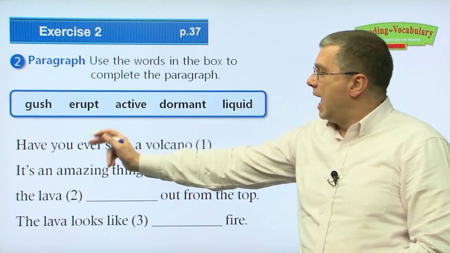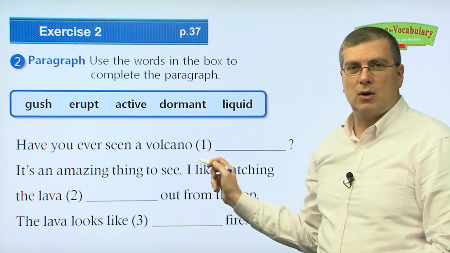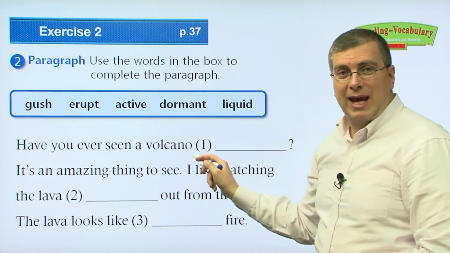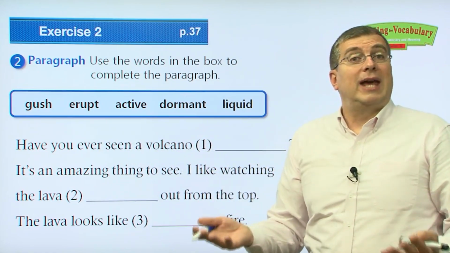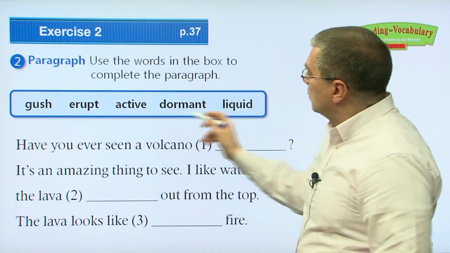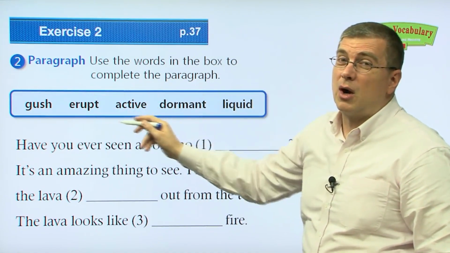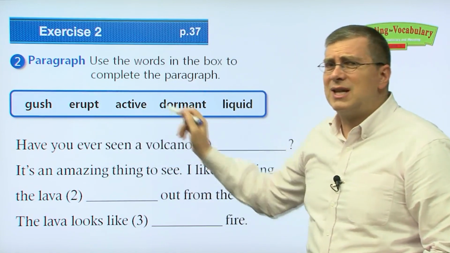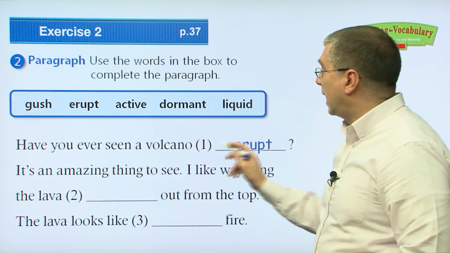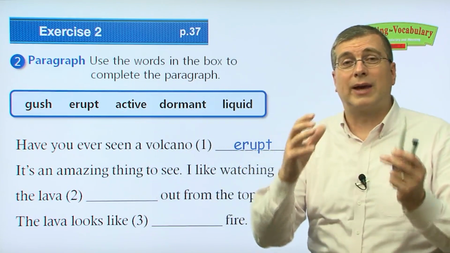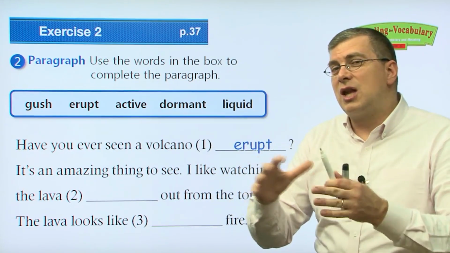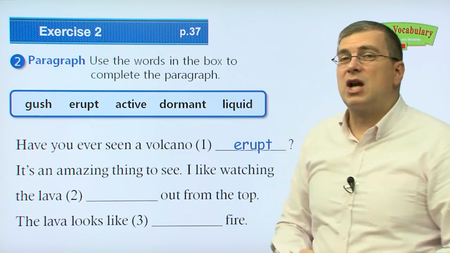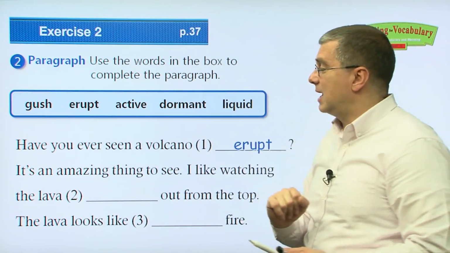Let's take a look. The first sentence, have you ever seen a volcano? Then we have a blank. We're looking probably for a verb here, because have you ever seen a volcano do something? Well, what do volcanoes do, right? We talked about that. First of all, if we look at our words, only 2 of them are verbs, right? And the 2 verbs are gush and erupt. Does a volcano gush or does it erupt? Remember before we talked about a volcano erupts, okay? So a volcano, or something that's a geological formation, like a volcano, erupts. It doesn't gush, right? That's a different meaning. We'll see that next, actually.